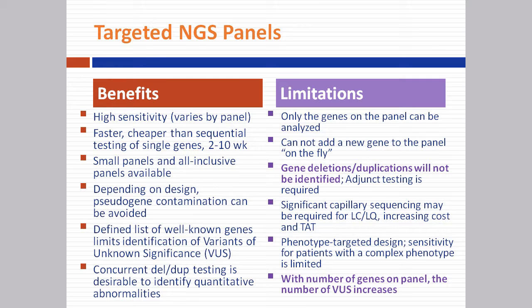Also, deletion duplication testing cannot really be done at the same time with the same reaction. You have to add on another test and perform that separately, usually by microarray analysis. Also, you might incur some extra cost because you have to fill in gaps from next-gen sequencing by ABI sequencing, and it might increase the turnaround time because you have to do extra work. And also, it is a very phenotype-driven targeted design. So if a patient has a more complex phenotype that doesn't really fit a narrow disease, then the benefit of such a panel is limited.